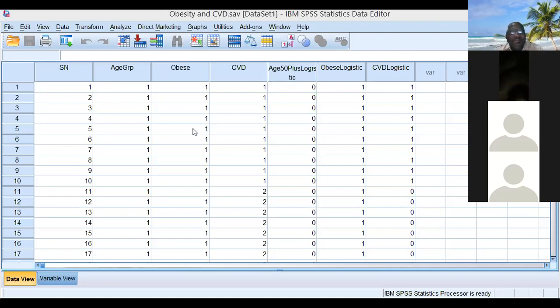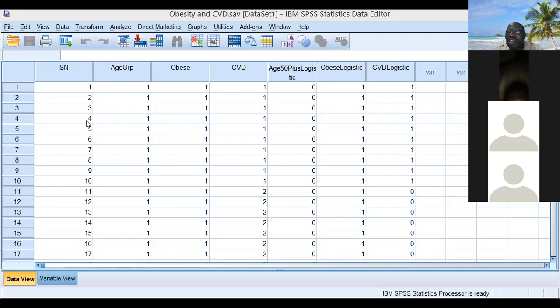So can you see my screen? Yes, thank you. If you look at this data set, we'll use it tomorrow also. I put some aspects: we have the serial number, the age group, the obesity, and CVD. Those are the ones we are using now. The other one I did for logistics, as I told you. That is what we're going to use for logistics tomorrow.